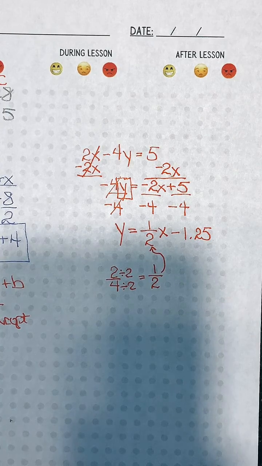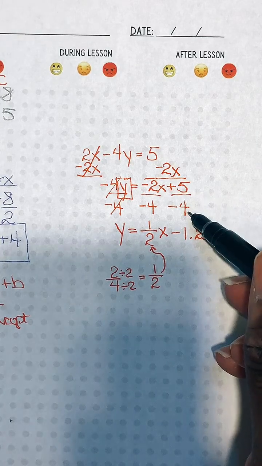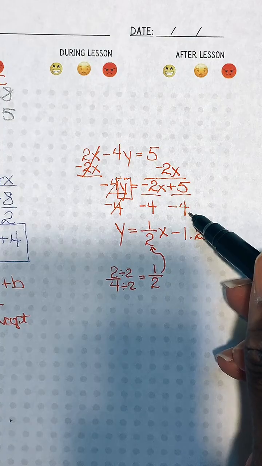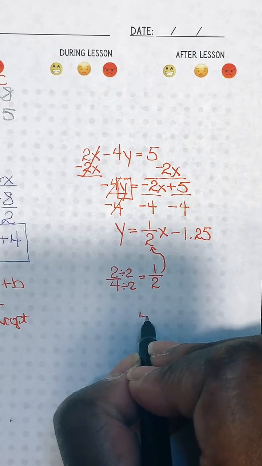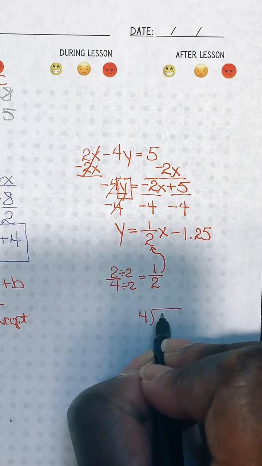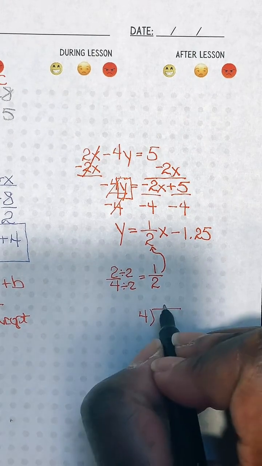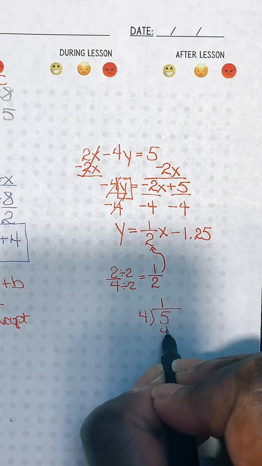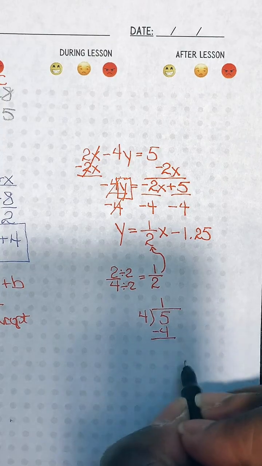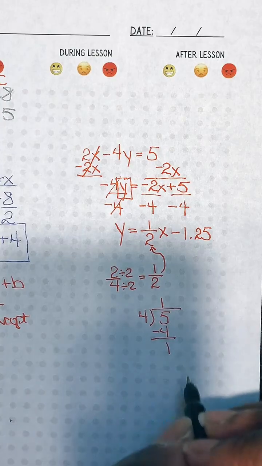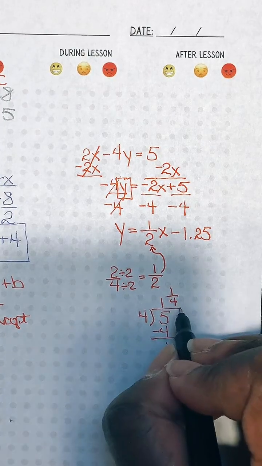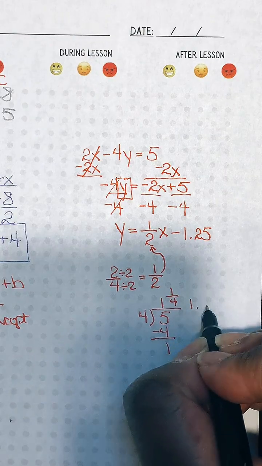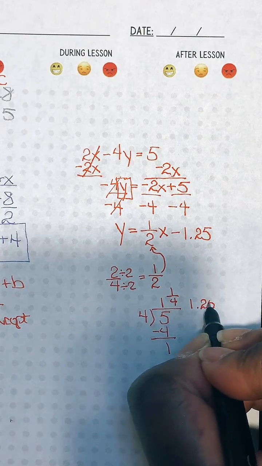Okay, 1.25, 5 divided by 4. So if I have my 4, I have my 5. Only one set of 4s can go into 5 without going over. Then you have 1 left. It gives you a remainder of 1/4. 1/4 is the same as saying 0.25.